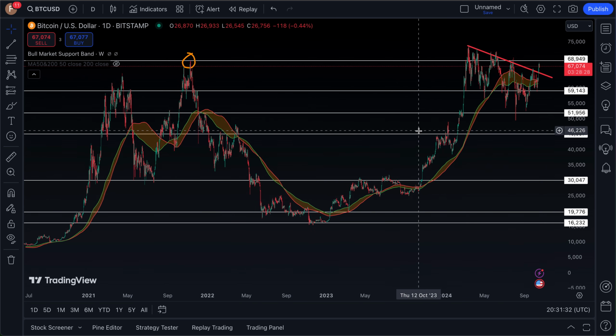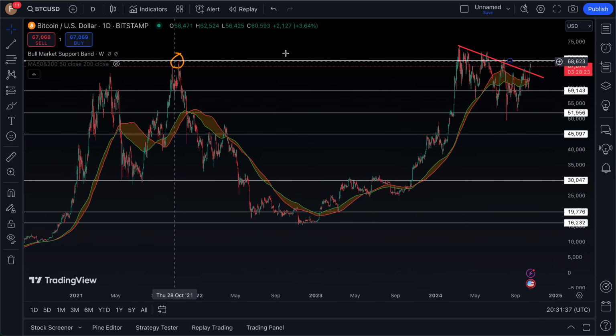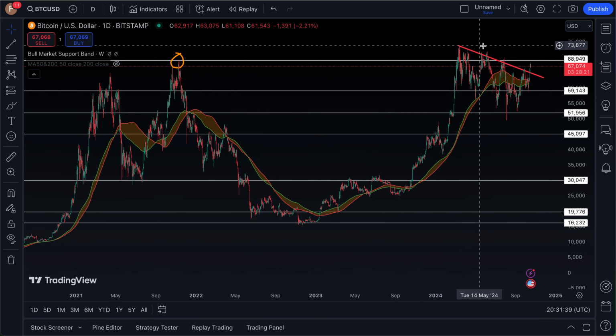So the next thing I'm looking for when it comes to Bitcoin really would just be a retest of the $69,000 level, which was the 2021 all-time high. And then above that, it would be this cycle's high at about 74,000.